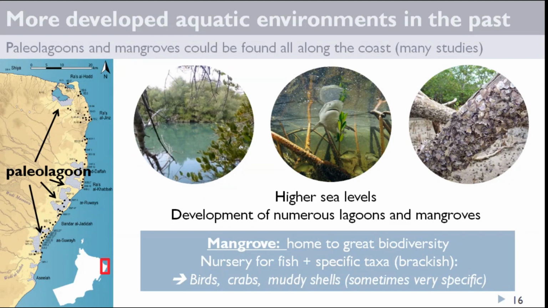Indeed, the climate was much more humid, and the sea level was higher, which caused the development of numerous lagoons and mangroves along the coast, as you can see on the map on the left, which presents the reconstitution of the different kinds of lagoons for just a tiny part of Oman, the al-Sharqiya area, a governorate. And nowadays, these lagoons are paleo lagoons.